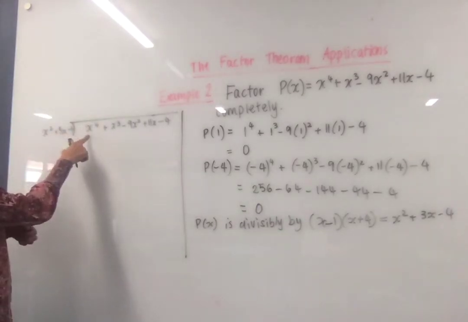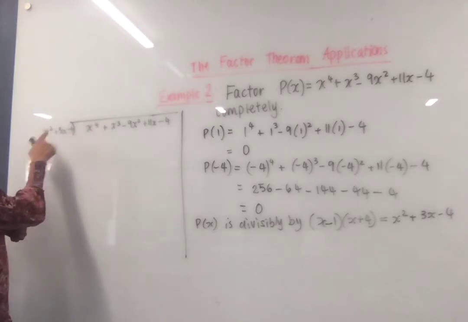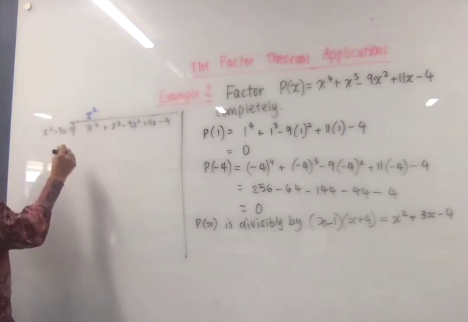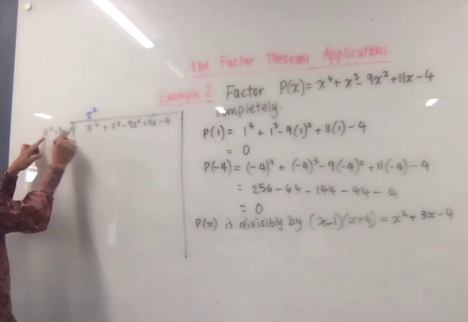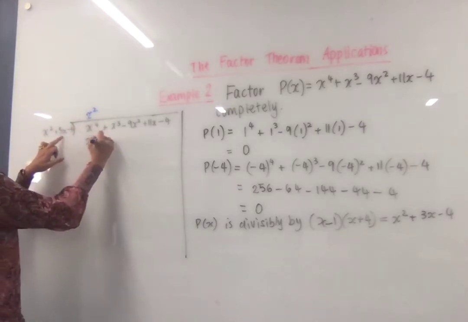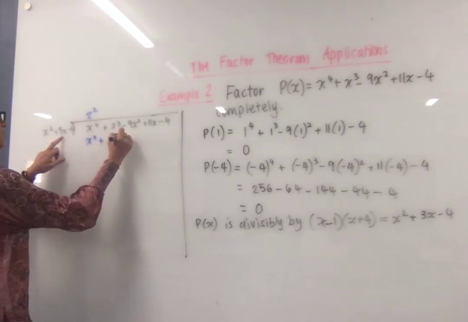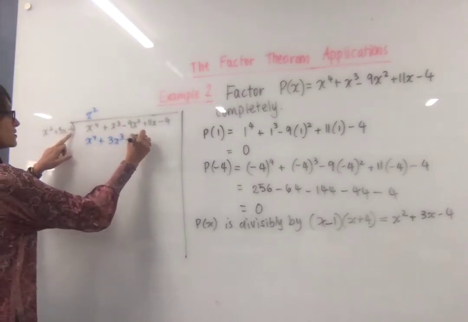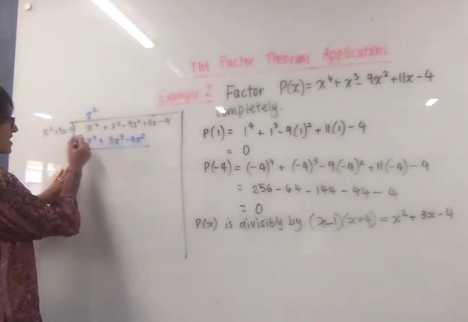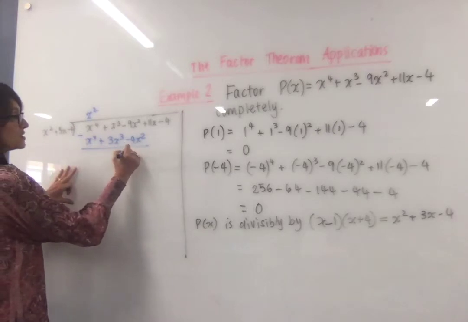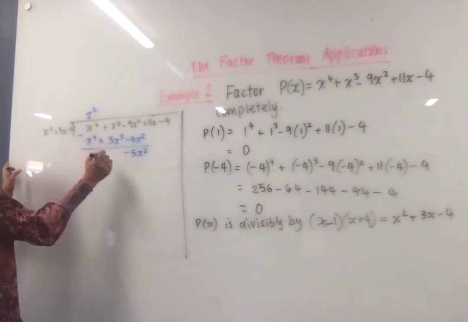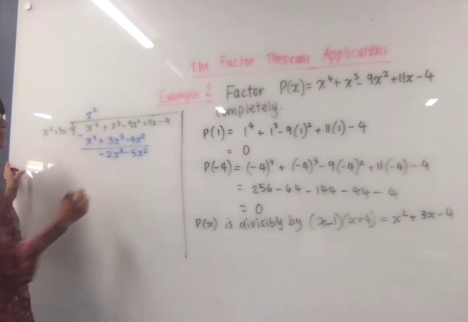And let's go through the process. So remember, we're going to divide first x squared into x to the power of 4, which gives us x squared. Now we're going to multiply x squared times all of this. x squared times x squared is x to the power of 4 plus 3x cubed minus 4x squared. Now we subtract. -9x squared minus -4x squared becomes plus, so this becomes minus 5x squared. x cubed minus 3x cubed is -2x cubed.